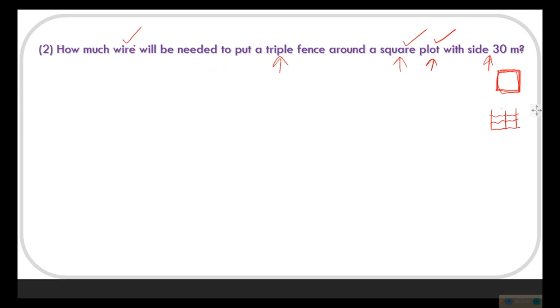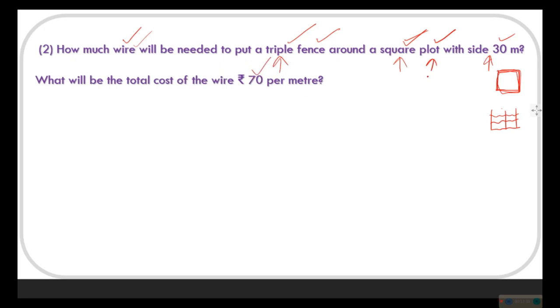So a wire should be put 3 times on the fence of a square plot of side 30 meter. We know that it is a square plot. And the further question is, what will be the total cost of the wire? ₹70 per meter. The cost of 1 meter of wire is ₹70. So how much will be the cost for doing this fencing 3 times? This is also a question. It's a good question.